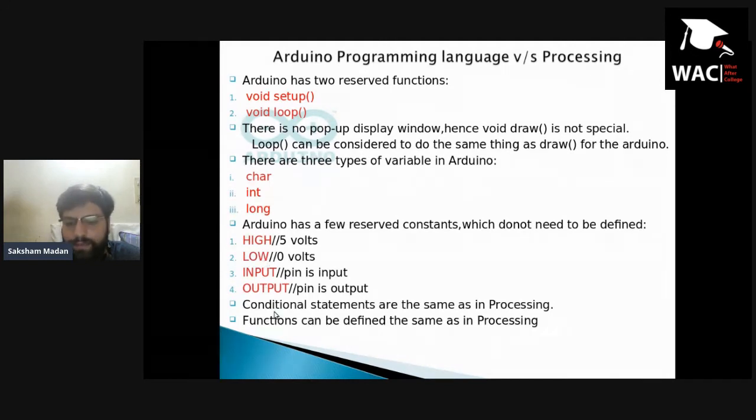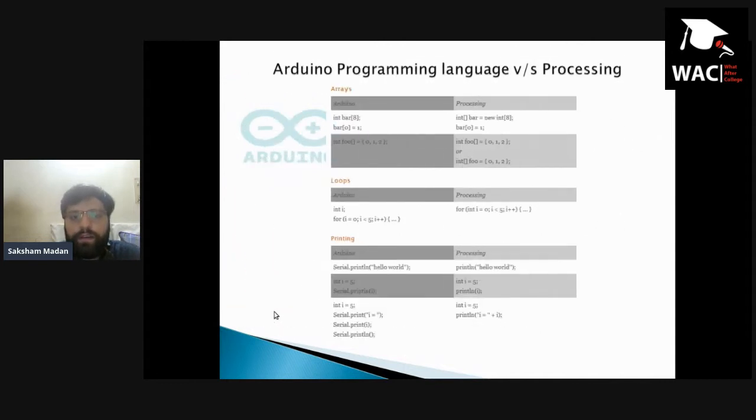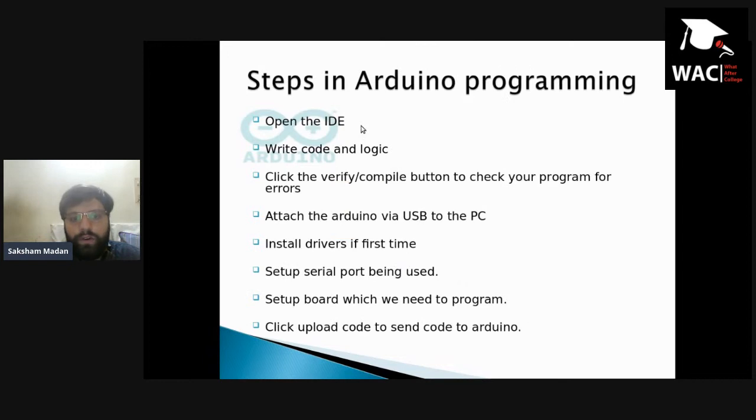Conditional statements are the same as in Processing: if and else statements, and for statements. And we can have a function over there. For printing over here, we use Serial.println. For loops, for loop, and for array, we use int.